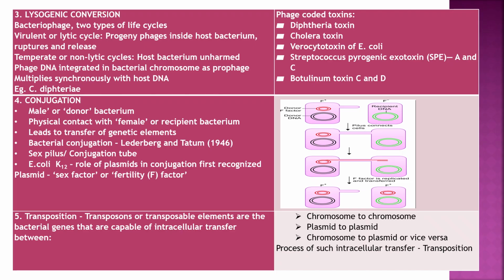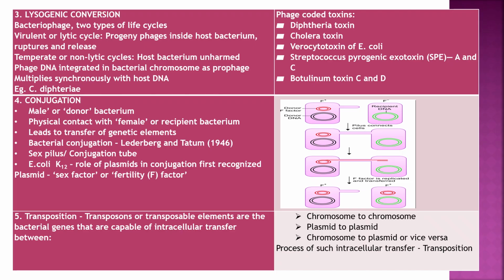Here you can see the donor, that is donor DNA, and then recipient DNA. F plus is donor, F minus is recipient. The pilus connects the cells, the conjugation tube is formed, and the F factor is replicated and transferred to the recipient. The fourth is transposition.